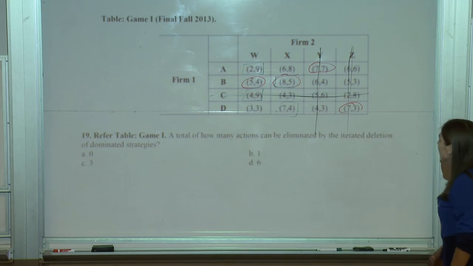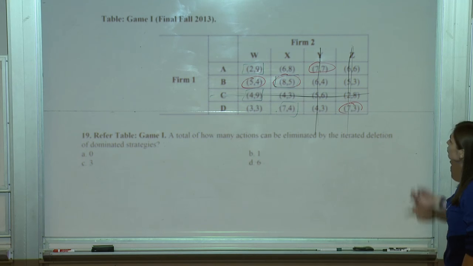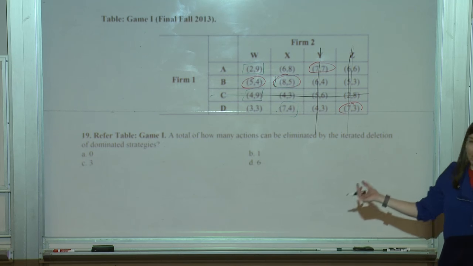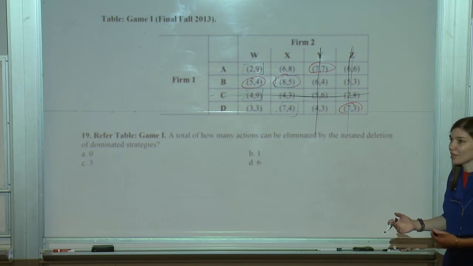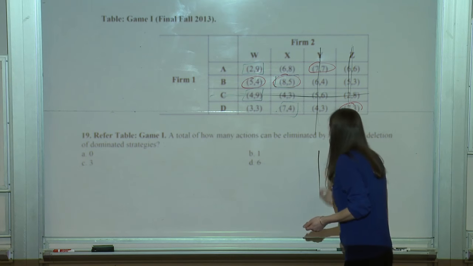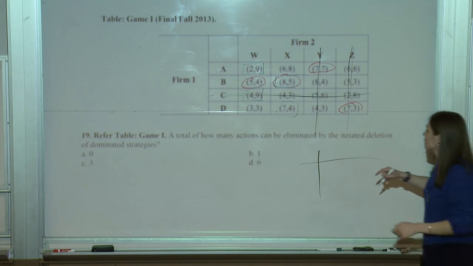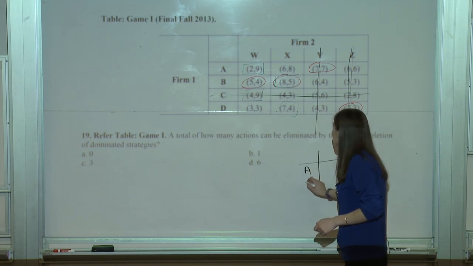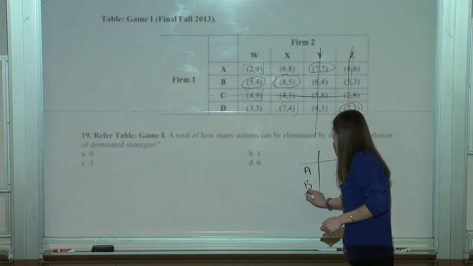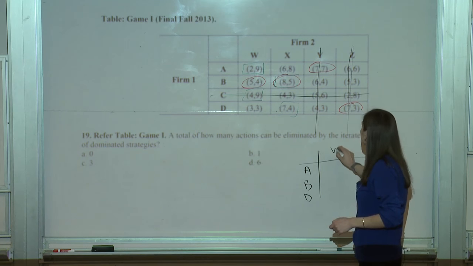Now, an easy way to proceed would be just to figure out what's left and whether we can eliminate something else as well. Kind of create a new table, but with only the choices that are left. So for firm 1, I only have A, B, and D now. And here I only have W and X.